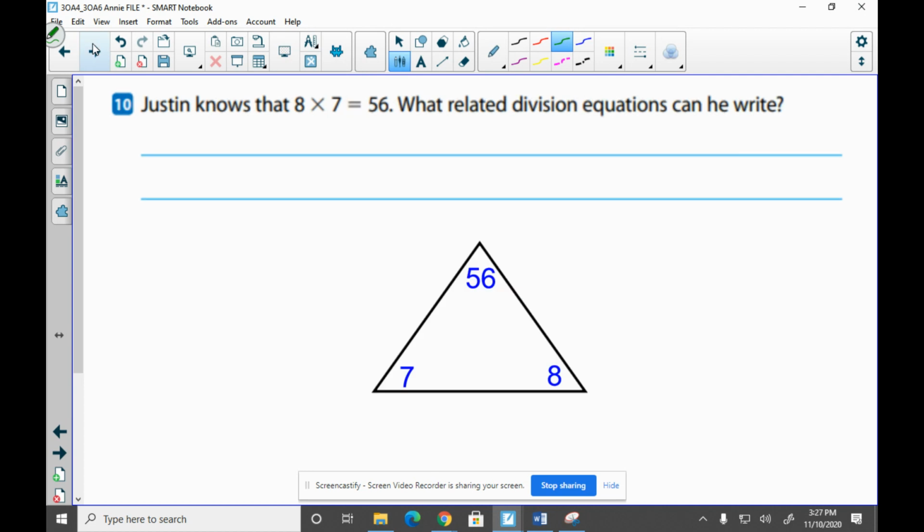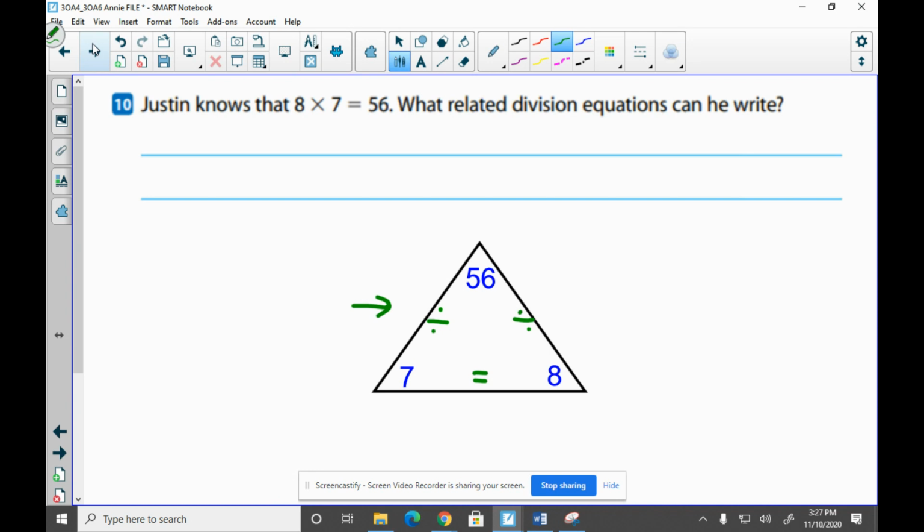So Justin knows that 8 times 7 equals 56. What related division equation can he write? If you will pause the video and try to figure that out, you're given each part of the fact family, and I showed that in a fact family triangle right here. I think you used triangles at the primary school for addition and subtraction fact families. I think I've shown it to you a time or two for multiplication and division. So your total goes at the top of the triangle, and then you can just read around the triangle. You could say 56 divided by 8 equals 7, or 56 divided by 7 equals 8.